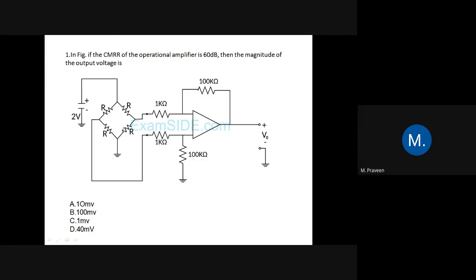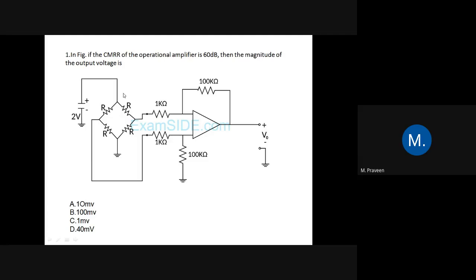The first section is a balanced bridge circuit, where we have R. The second part is a differential amplifier. We have the input from both the inverting as well as the non-inverting terminal; here it is minus, here it is plus. Therefore, the second section is a differential amplifier, and the first section is called a bridge circuit.